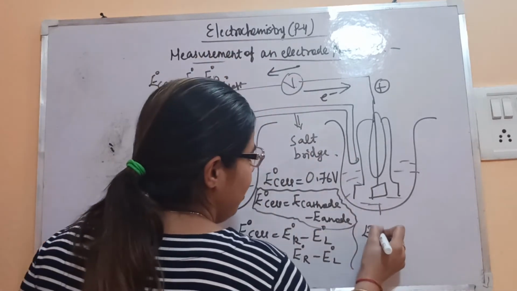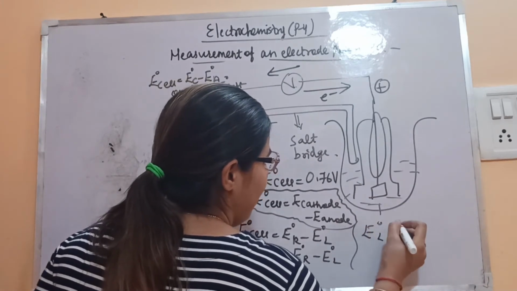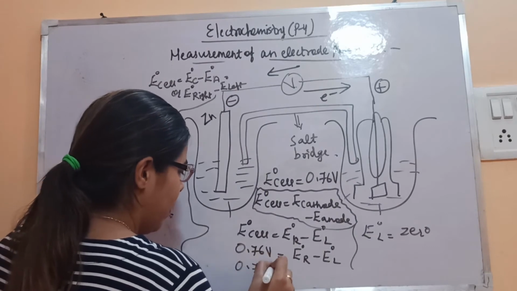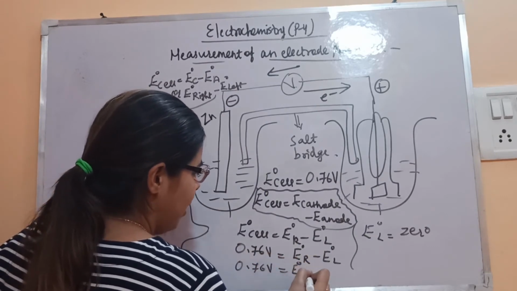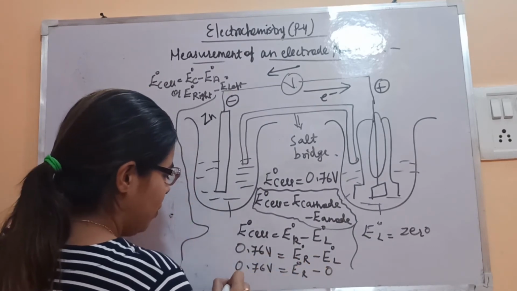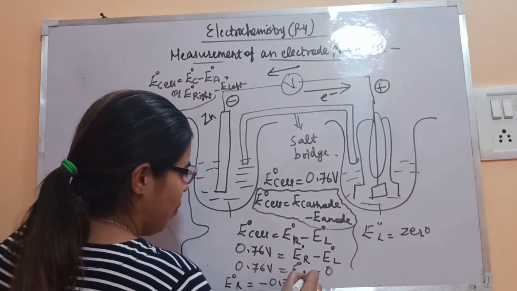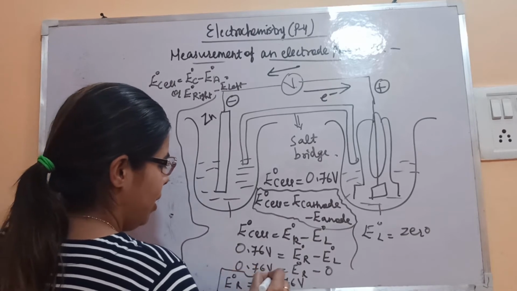For hydrogen, E naught L is equal to 0. Substitute the value here. E naught R, that is for zinc. So what is E naught R? Minus 0.76 volt.